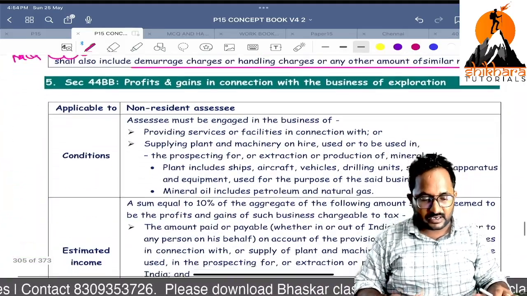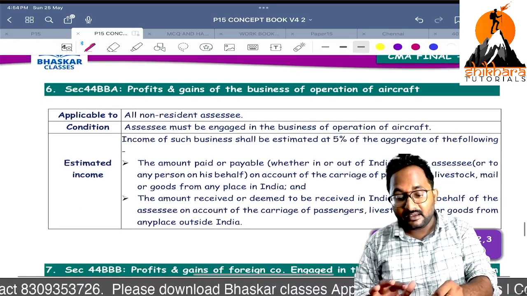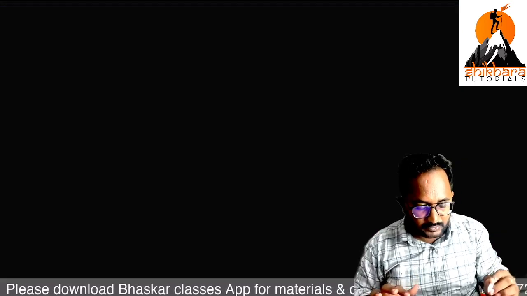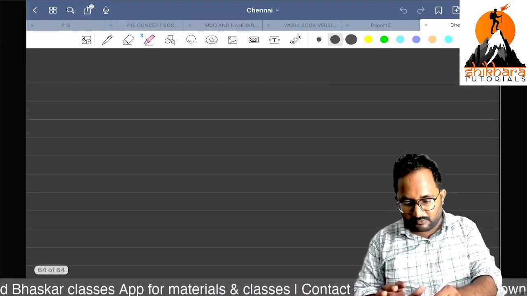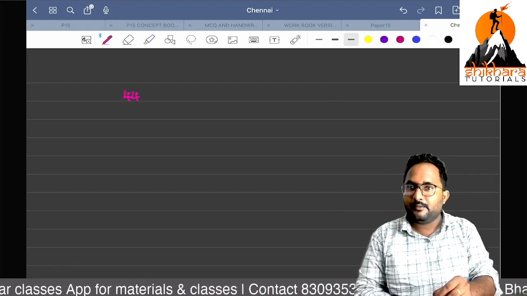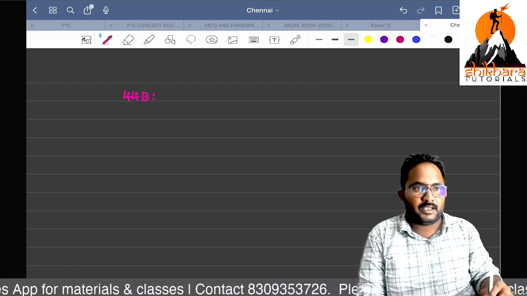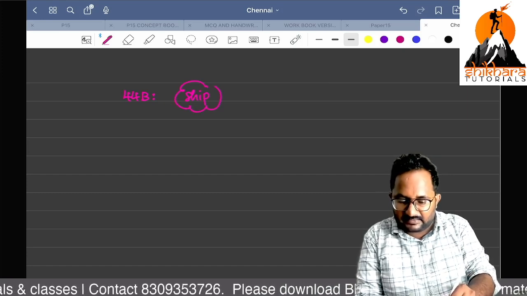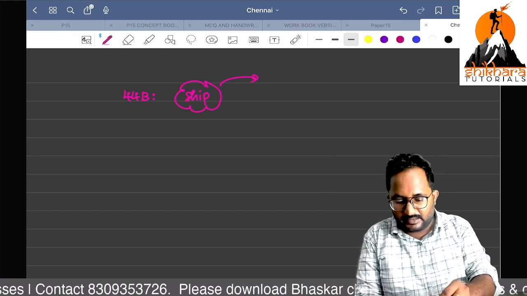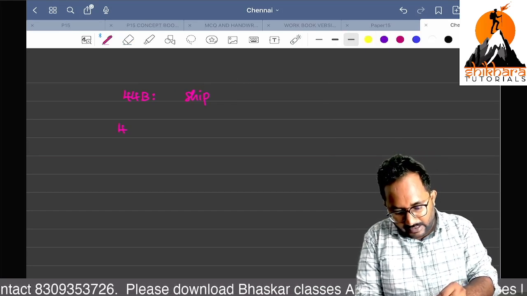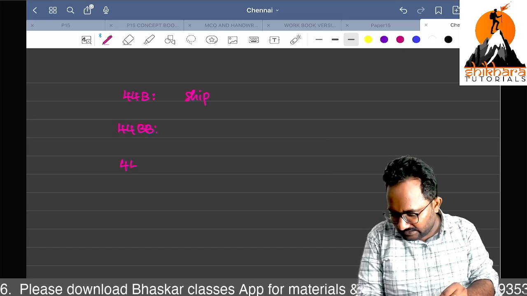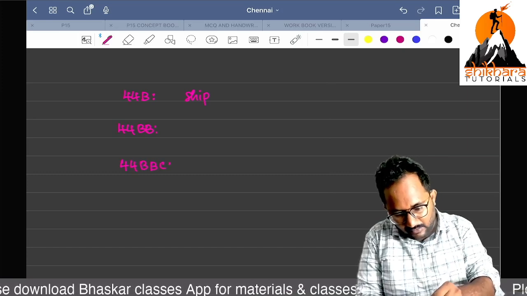But immediately I want to start with 44BBA. What are the provisions we have with respect to presumptive taxation? First, give me one minute. First provision is 44B. What is that? Shipping business, other than cruise ships. Next, we have 44BB also, but we will discuss that provision after some time.